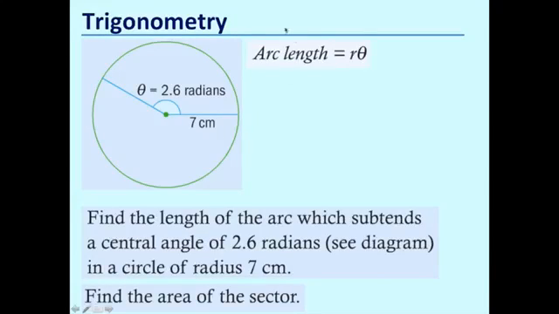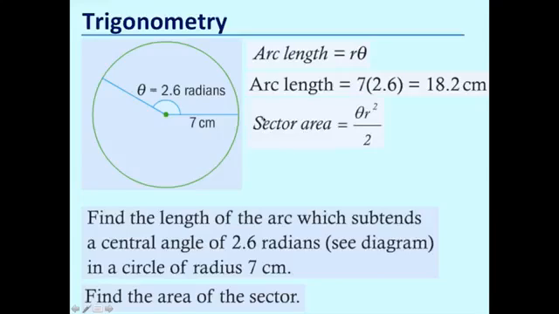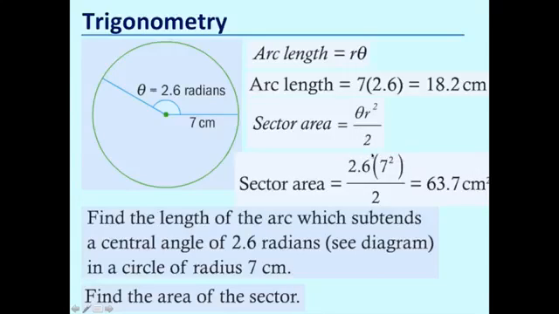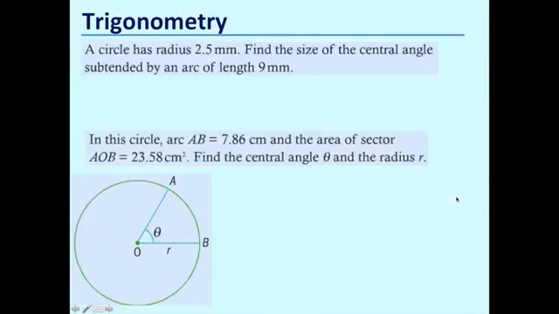So the arc length here, we know the formula is r theta. Arc length is just going to be therefore 7, the radius, times theta in radians, which gives us 18.2 centimeters. Sector area, again using the formula theta r squared over 2, substitute the numbers in, 2.6 times 7 squared over 2 leaves us with 63.7 centimeters squared for the sector area.